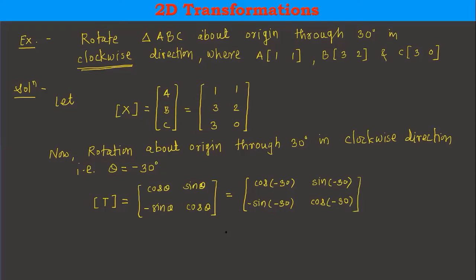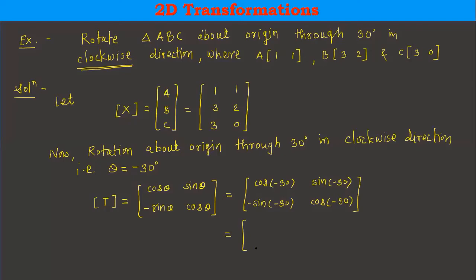Now we obtain the values of cos minus 30, sin minus 30, and so on by using the calculator. Remember, the angle is in degree measure, so your calculator must be in degree mode, because the angle is in a degree measure.